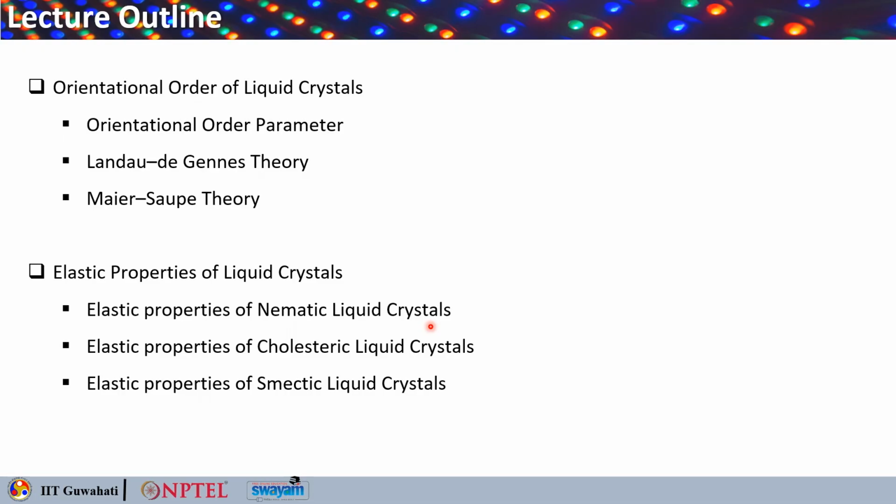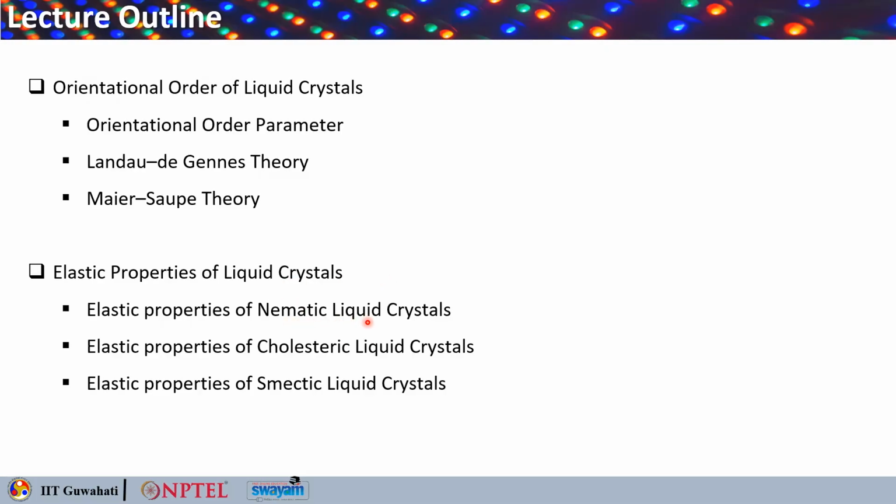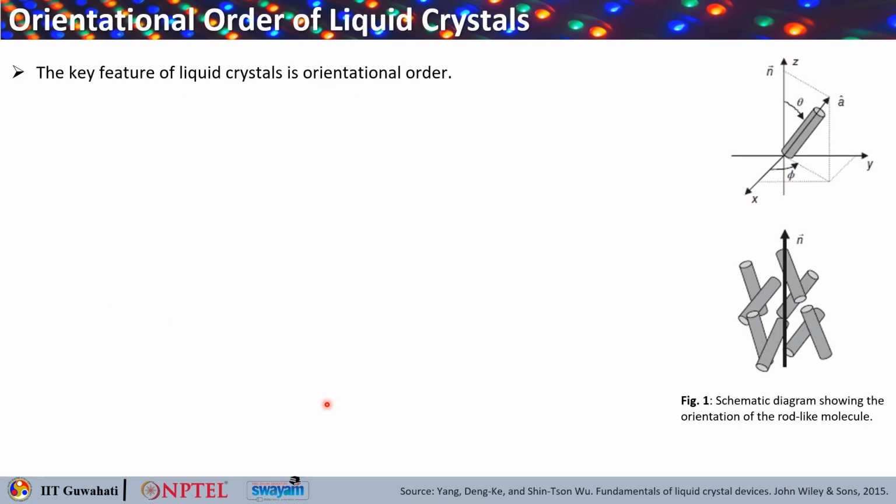This lecture is on the fundamentals of liquid crystals. We will be continuing from the previous lecture. So, here is the lecture outline. Orientational order of liquid crystals. We will discuss the orientational order parameters, then Landau-de Gennes theory and also Maier-Saupe theory. Then we will look into the elastic properties of different types of liquid crystals like nematic, cholesteric and smectic liquid crystals. So, what is the orientational order of liquid crystals?